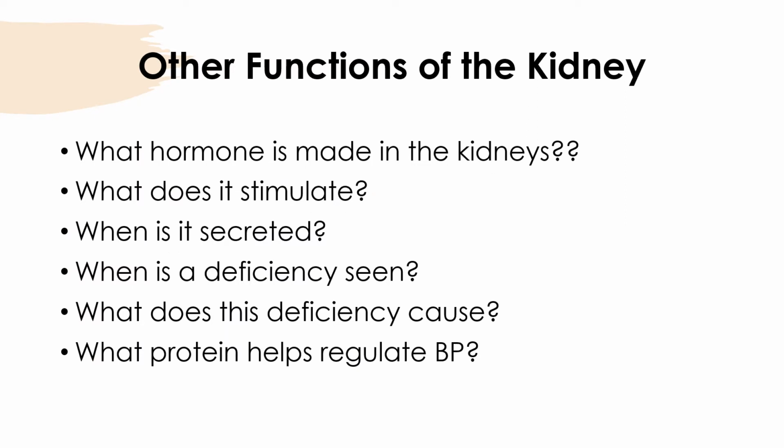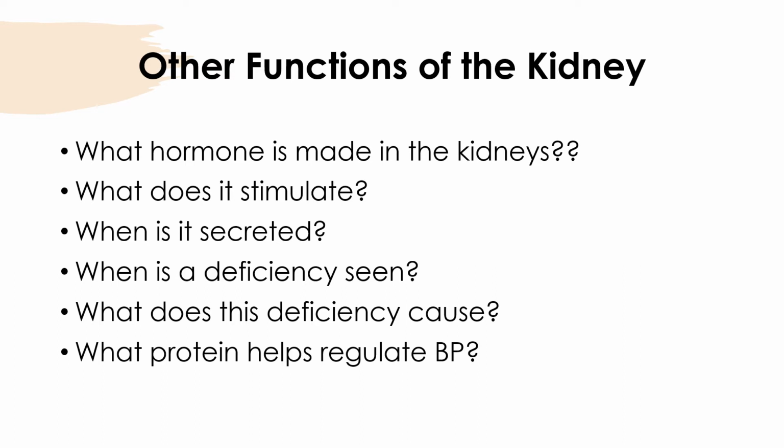Okay, so other functions of the kidneys. What hormone is made in the kidneys? That would be erythropoietin, yes. And what does erythropoietin stimulate? It stimulates red blood cell production in the bone marrow. And when is erythropoietin secreted? It's secreted in response to hypoxia and decreased renal blood flow.